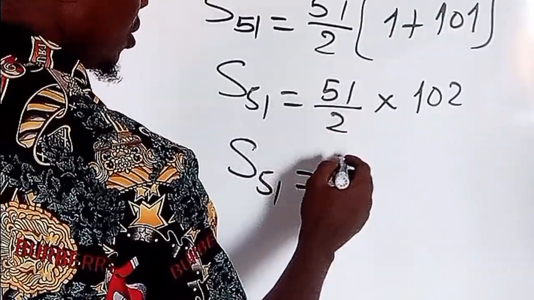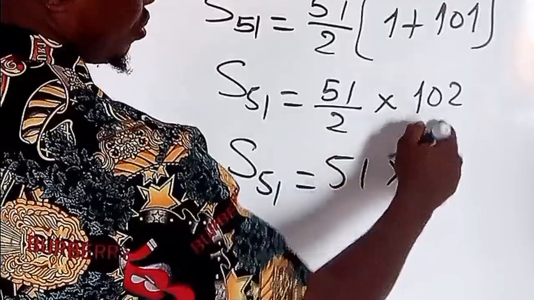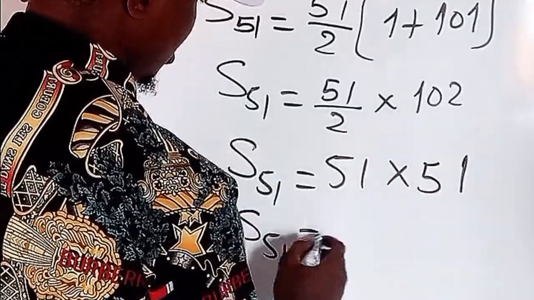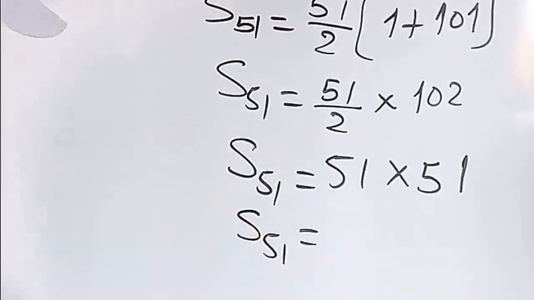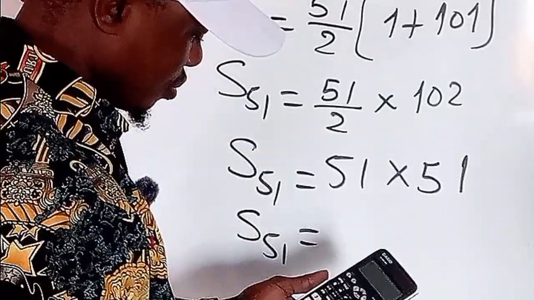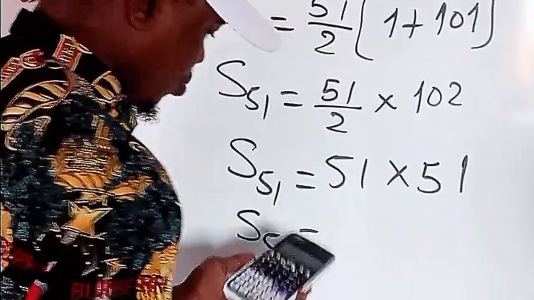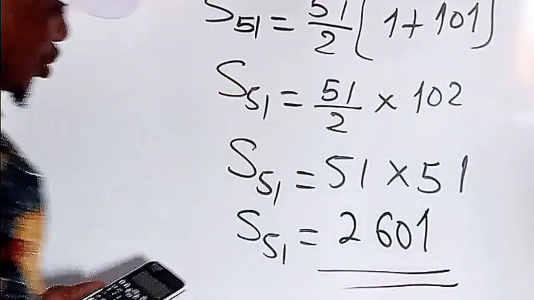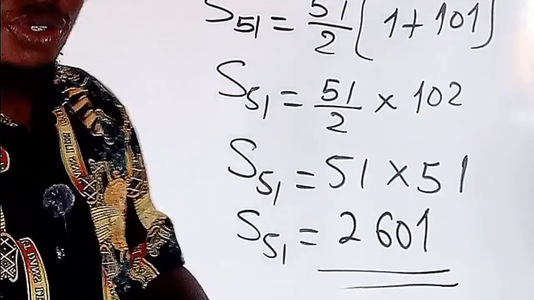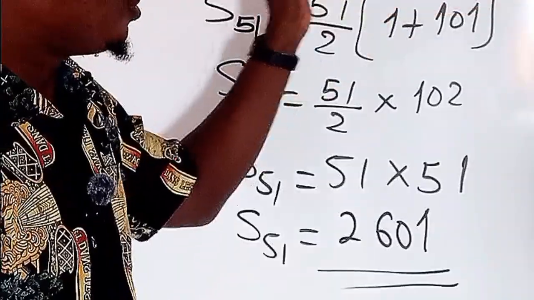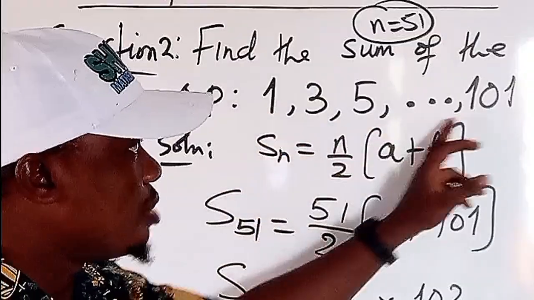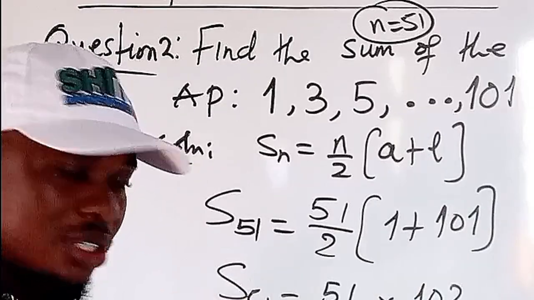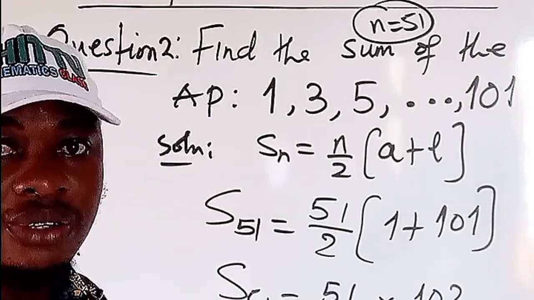S51 is going to be 51 multiplying, so use 2 to divide 102, we have 51. So we have S51 is now going to be, we now multiply this and this together. So 51 times 51, what are we going to have? 51 times 51, we're going to have 2,601. So now that is the sum of the sequence. If you follow this pattern and add all the terms together from 1 to 101, we are going to have the total to be 2,601.